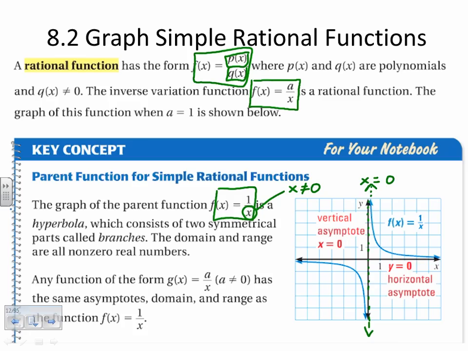Then you can plug in some points to get the rest of the values. So at 0, I know I can't do, that's going to be undefined. Let's see what happens at 1. Well, 1 divided by 1 is 1. So at 1, I'm at 1. What about at 2? I would be at a half. Well, what about if I go backwards at a half? 1 divided by a half is the same as 1 times 2, which would give me 2. And you could do that also with the negatives to see what your graph is going to look like.